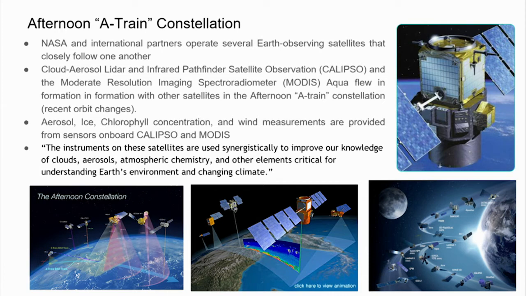CALYPSO and MODIS also used to fly in formation one after the other, which provides greater correspondence between the data sets that I'm using. And one interesting quote that I found from the NASA.gov website was that the instruments on these satellites are used synergistically to improve our understanding of clouds, aerosols, atmospheric chemistry, and other elements of the Earth environment and changing climate.